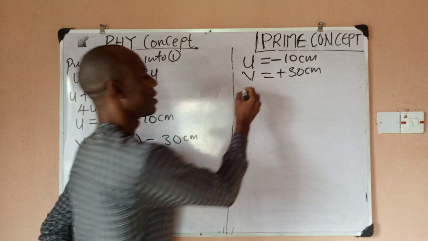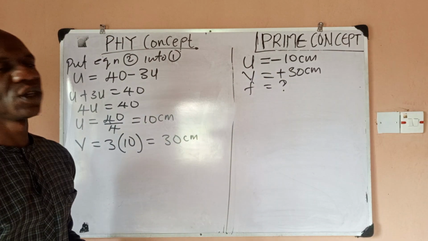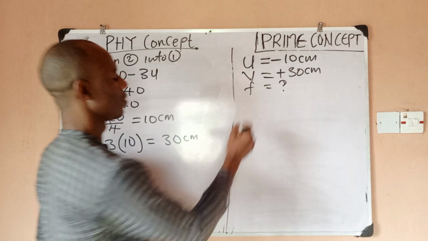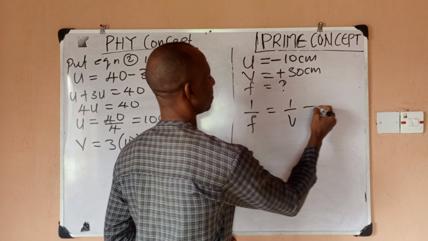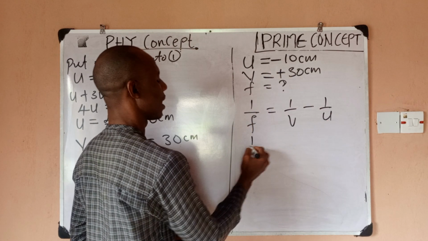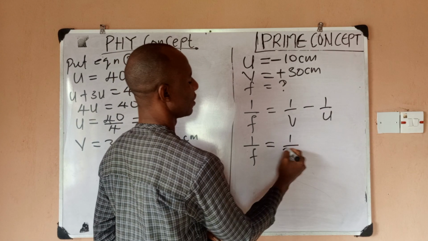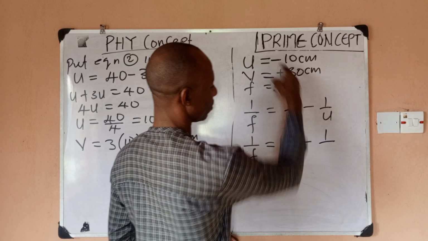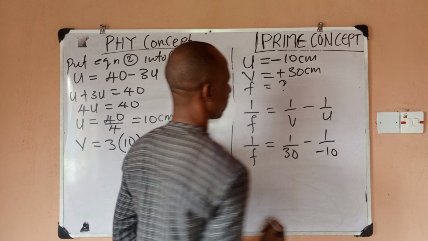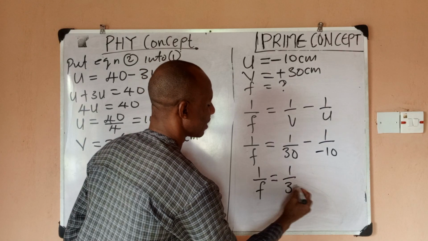So we want to find our focal length. That is the main problem in the question, and which is very simple. So we then have 1 by F is 1 by V minus 1 by U. So I have 1 by F is going to be 1 by V. And what is my V? 30 cm. Then minus 1 by U. What is my U now? Minus 10. So that 1 by F is going to give me 1 by 30.